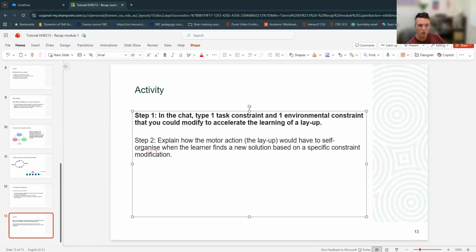Yeah, do it with eyes closed so they know how to do it without looking. Yeah, layup with eyes closed. That again, in this case, would be an environmental constraint. We reduce the amount of ambient information that they can get. Good, Claire. Any more?